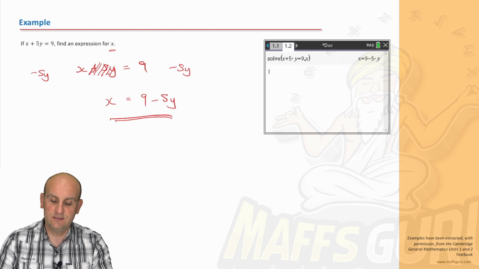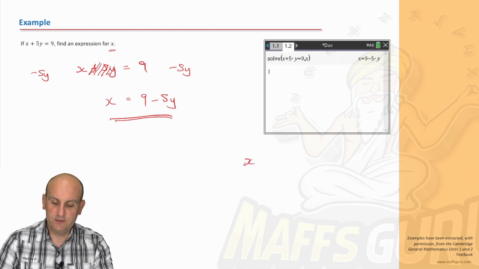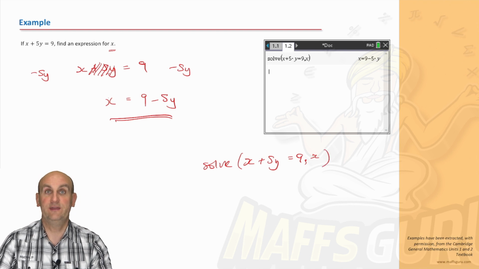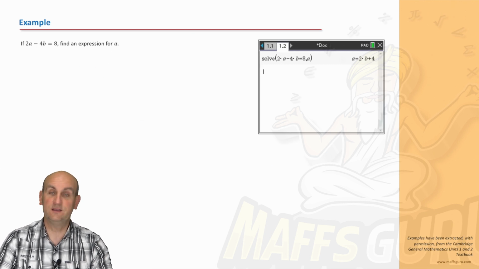How does the calculator do it? Well, again, you put in the expression, or you put in the equation. You say, calculator, can you solve that? Put the comma in to say that's the end, but you want it to be x on its own. You want the x equals, and ka-ching, what comes up? 9 minus 5y. Whoa! What about this one here?